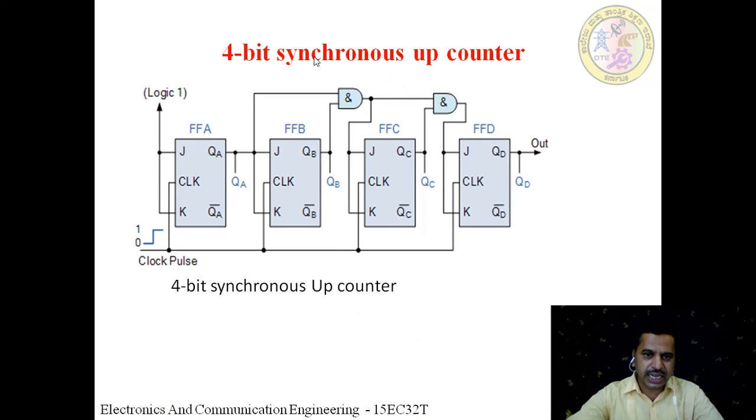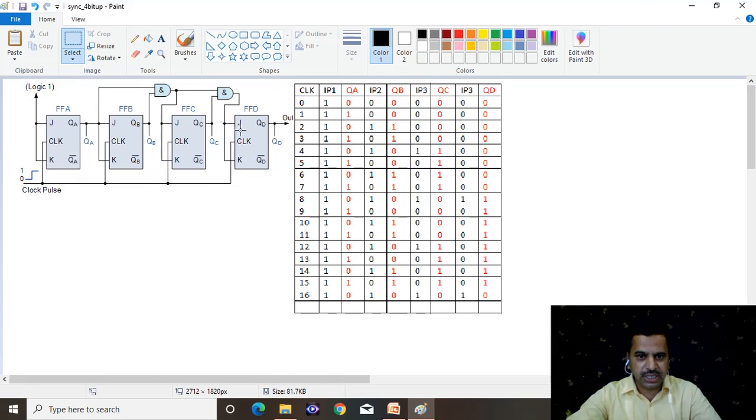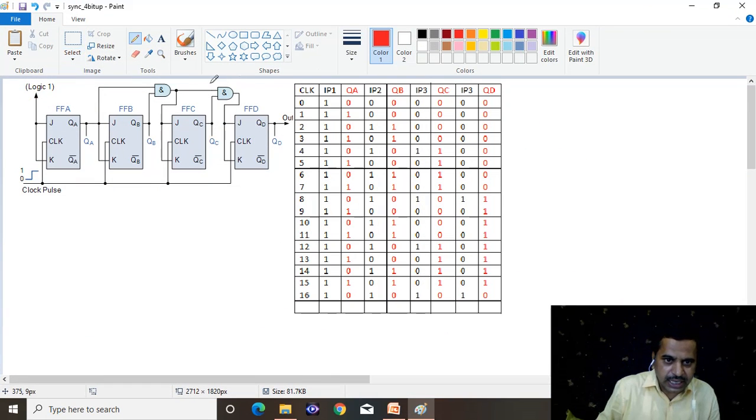Let us see the circuit diagram. Here the circuit diagram is almost the same as that of the 3-bit synchronous counter. One additional stage is added here. Up to here it is the same as the 3-bit synchronous counter. To make it a 4-bit synchronous counter, AND gate 1 and AND gate 2 are used, and another AND gate is added here.